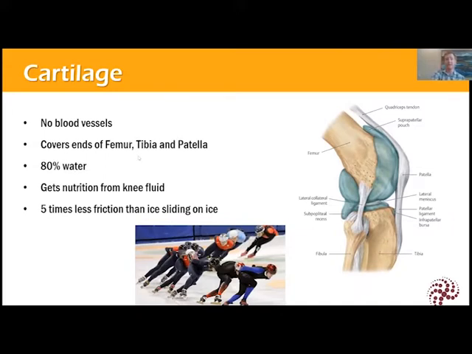And it is made out of hyaline cartilage, so it's a connective tissue that doesn't have any blood flow to it. It gets all of its nutrition from the knee fluid in the joint, which we all have normally in our knees. And the cartilage itself is about 80% water. So it is a very durable substance, and it has very, very little friction, 5 times less friction than ice sliding on ice. So this is what allows us to walk using our knees every day for many, many years.